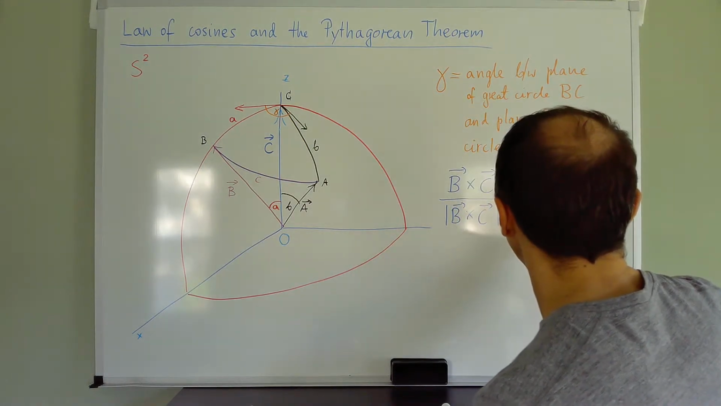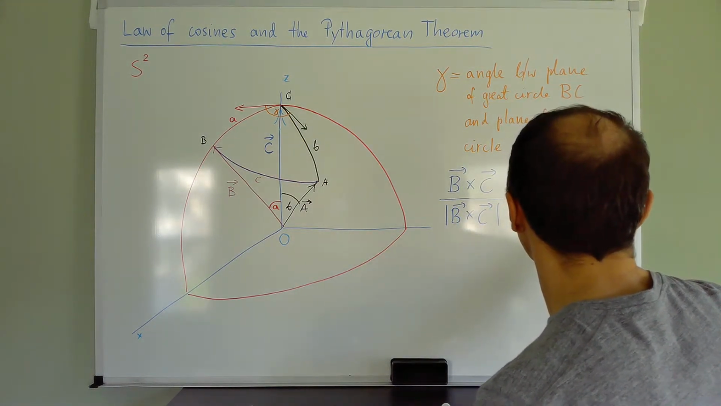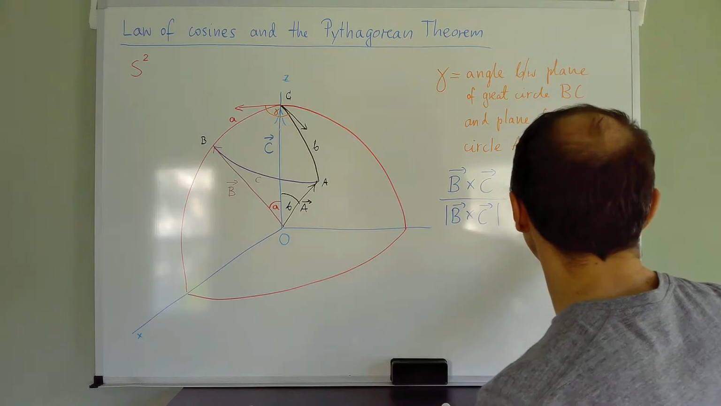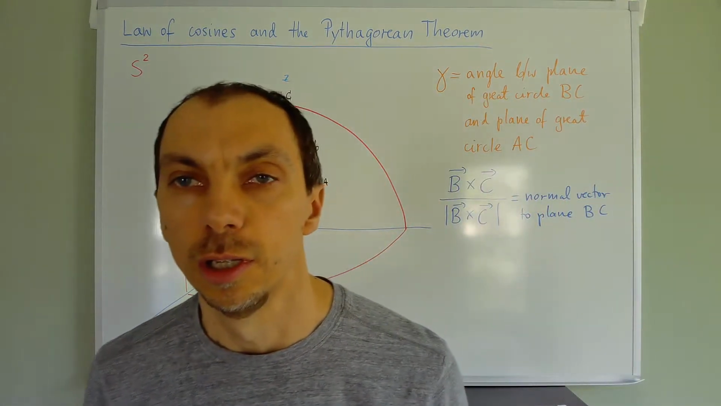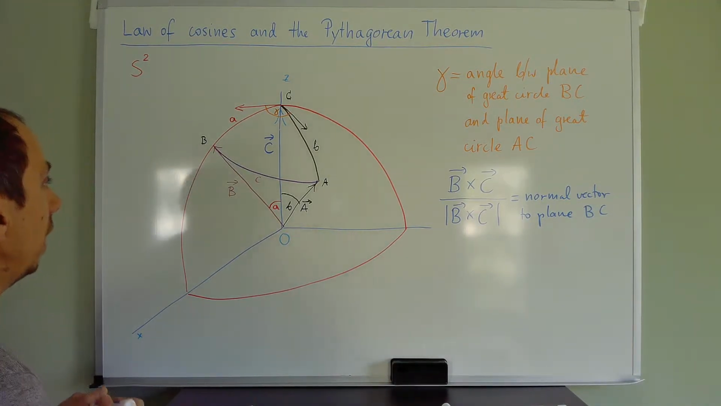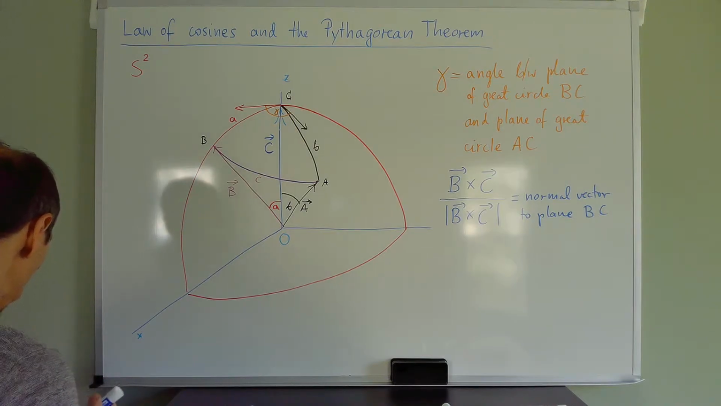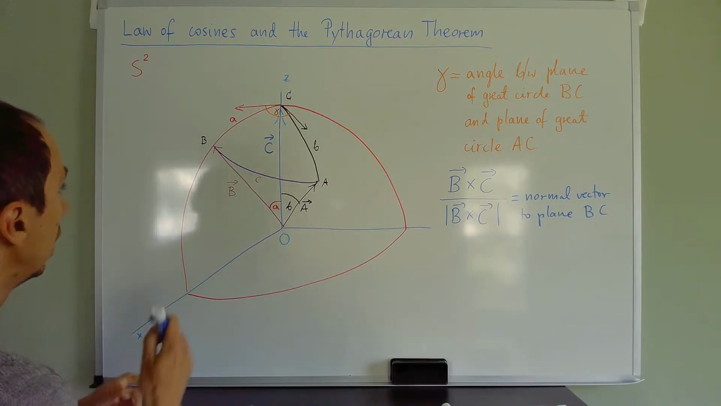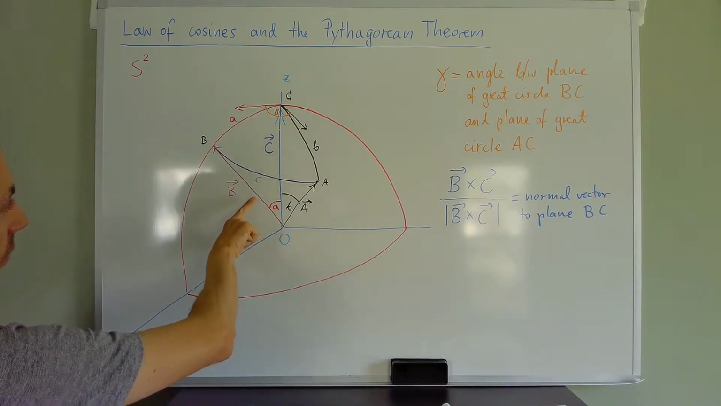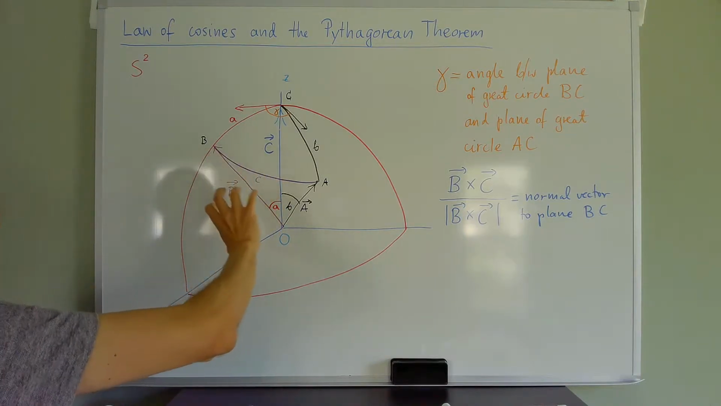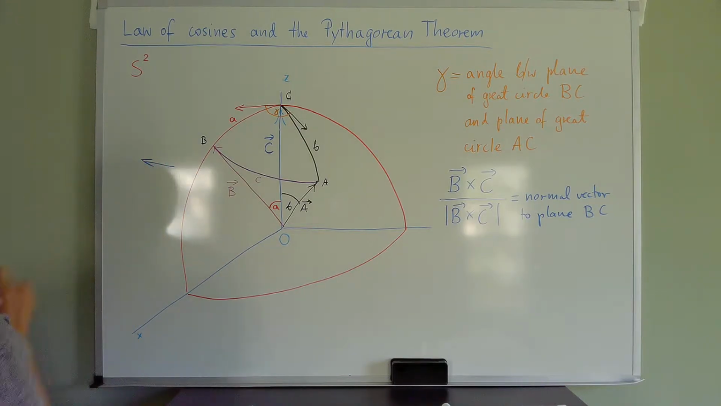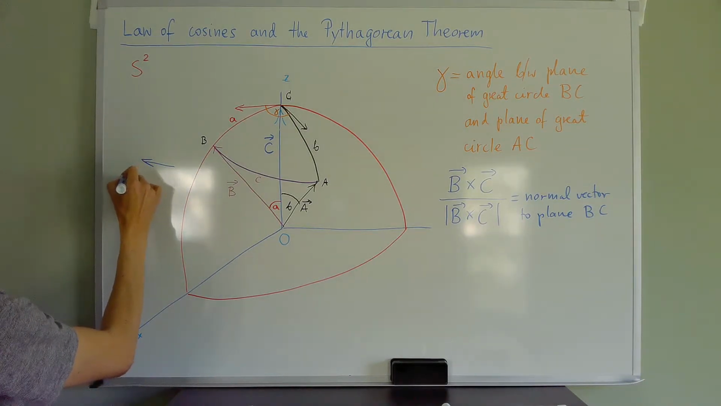So this is the normal vector to the plane. I'm just going to write plane BC, the plane of the great circle BC. If I choose it like this, so the vector B goes first and then vector C, so I'm going from B to C, sort of screwing things in, the normal vector points to the left. Just going to write it here like this, that it's sort of pointing to the left.